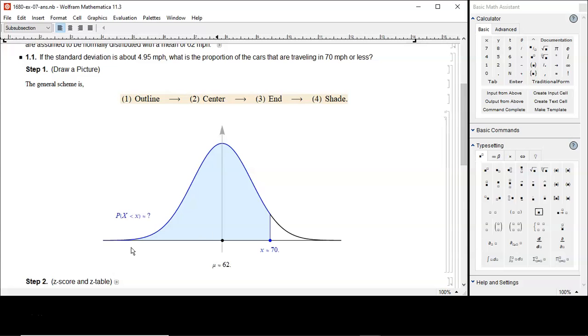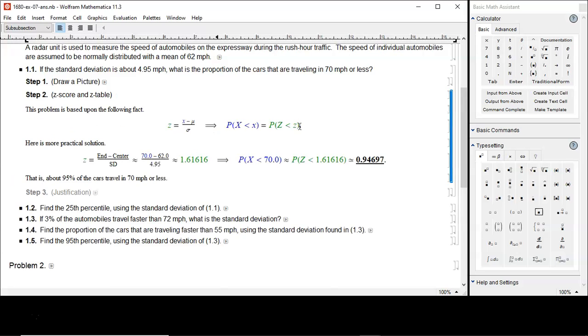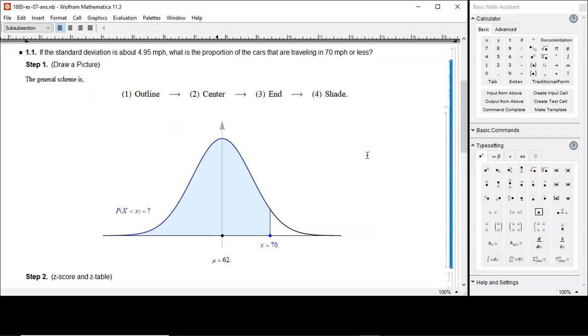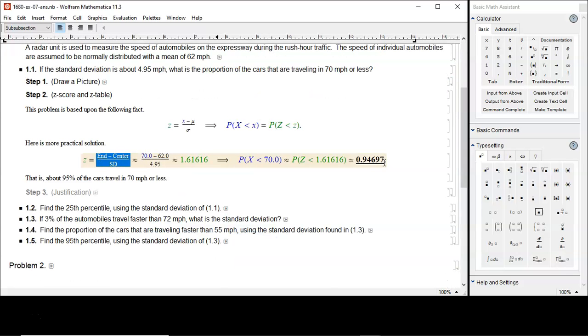So here we go. Outline, center, end, and then shade. At the 1680 level, instead of using mean or expected value, I use the word center so that they can understand better. The end is my x value, and then shade to the left or right. 70 miles per hour or less, so shade to the left. So there goes your picture. Based upon this picture, you draw the z-score and z-table. The z-score is x minus mu over sigma, or in this picture, end minus center over SD. This is quite useful.